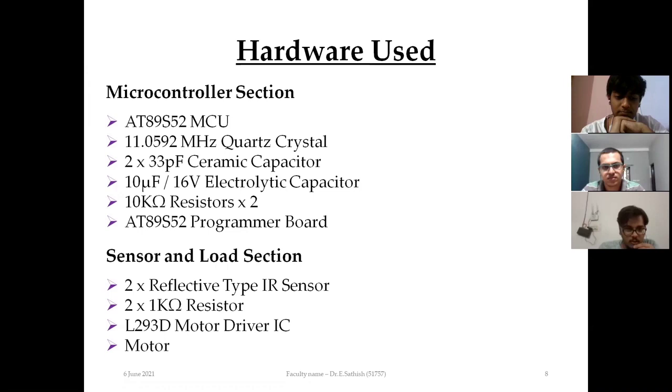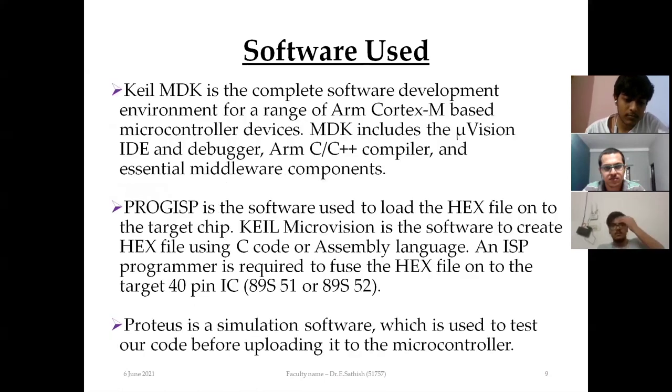As for the sensor and load section, we will have two reflective type IR sensors. An IR sensor is used in this project to sense the arrival and departure of the train. And then we will have two 1K ohm resistors and L293D motor driver IC. It is a motor driver IC used in this project to control the gate motor. It is a dual H-bridge type motor driver and is available in the 16-pin dual inline package. And at last, we will have the motor. Next.